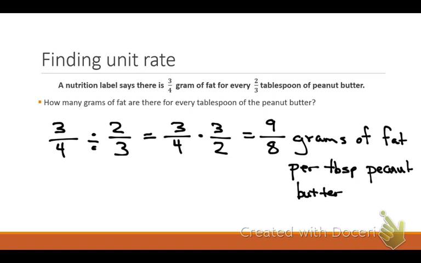The label is really important for unit rate because, again, you're showing me that you understand which quantity you are finding the unit rate for.